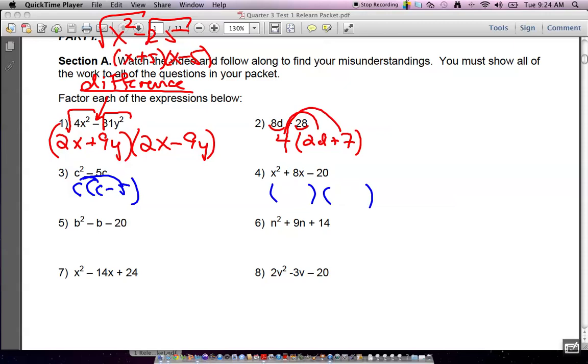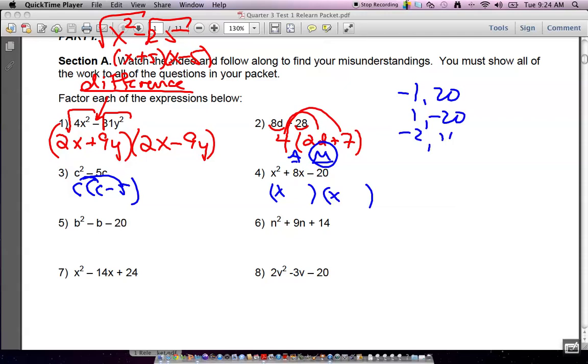Now, the only way to get x squared out of this is x and x, and this is where we use the AM method. So I ask myself, what 2 numbers multiply out to negative 20 and add up to positive 8? So let's list the possible ways to multiply out to negative 20. You always want to look at the multiplication first. There's negative 1 and 20. There's 1 and negative 20.